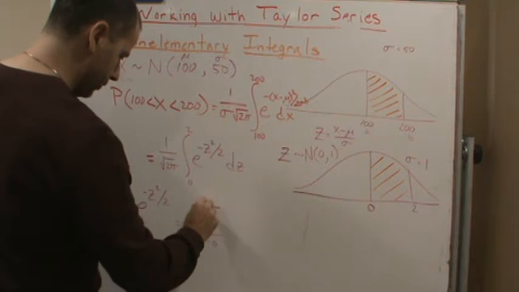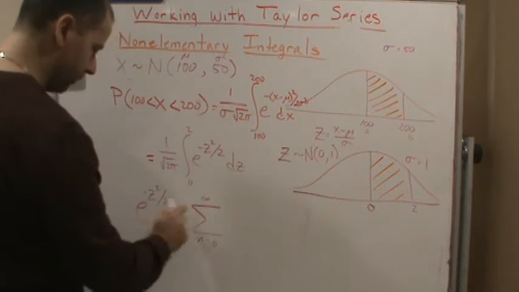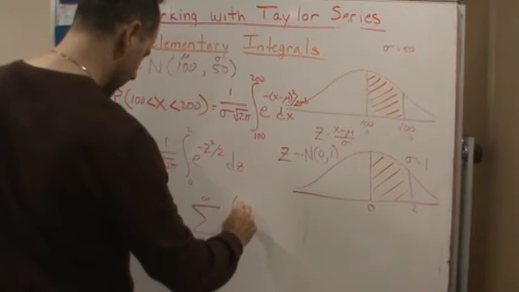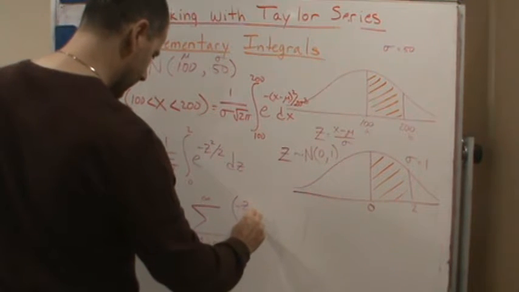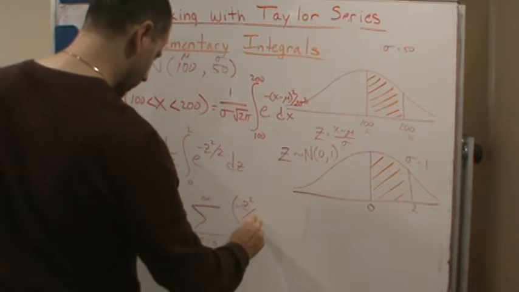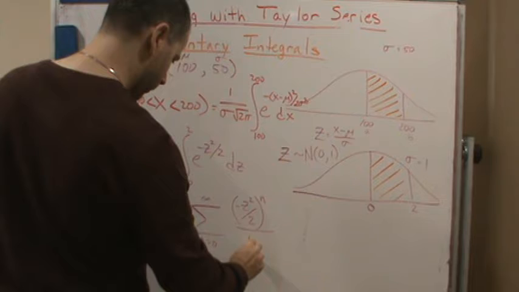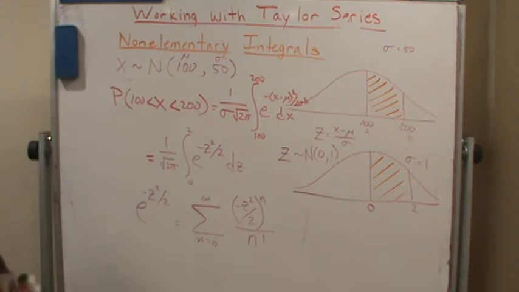for n equals 0 to infinity of what? It's going to be the quantity negative z squared over 2 to the n power over n factorial. Right? Now, what happens to this? If we start expanding this, what do we get? Let's expand this out.